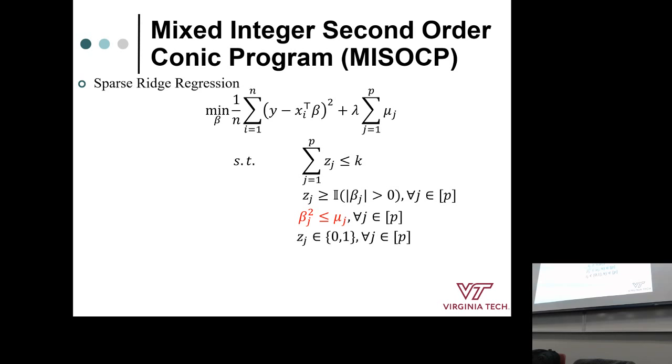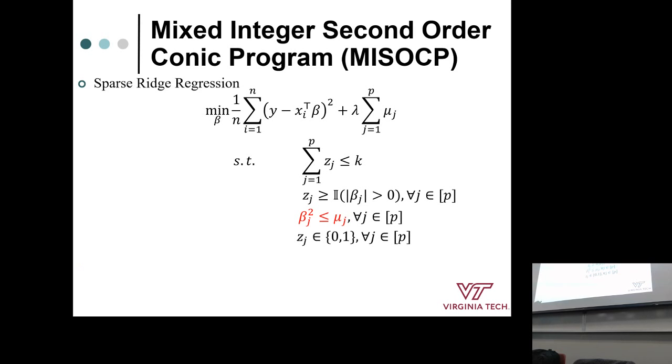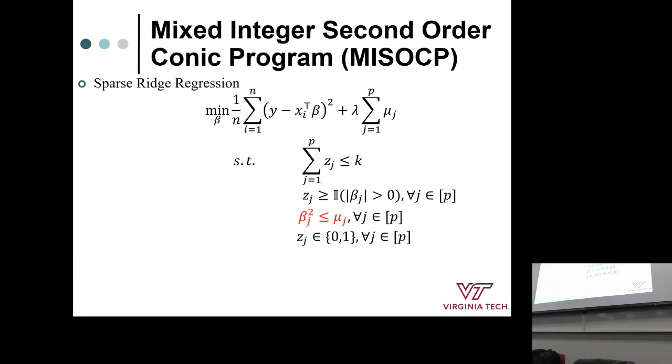The advantage of this formulation is that we can talk about the convex hull. Essentially, we can show that the convex hull can be described by these original variables. We don't need to introduce any additional variables, and the convex hull of this conic system can be described by those variables. I will only show this case. We are focusing on these constraints, the last three constraints.